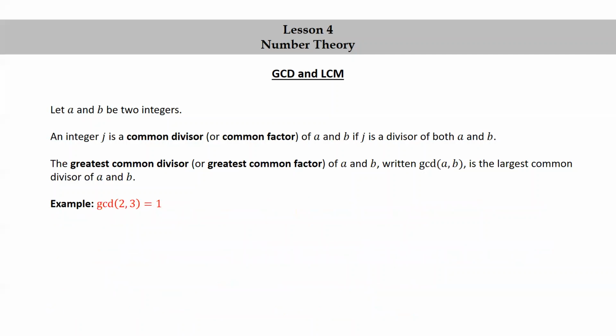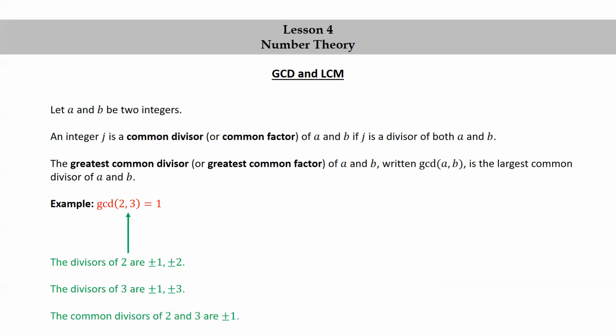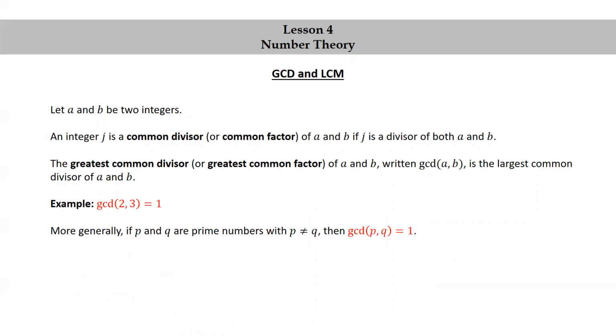Another example, GCD of 2 and 3 is equal to 1, right? Because the divisors of 2 are ±1 and ±2. The divisors of 3 are ±1, ±3. So the common divisors of 2 and 3 are plus and minus 1. More generally, if P and Q are prime numbers with P not equal to Q, then the GCD of P and Q is equal to 1.